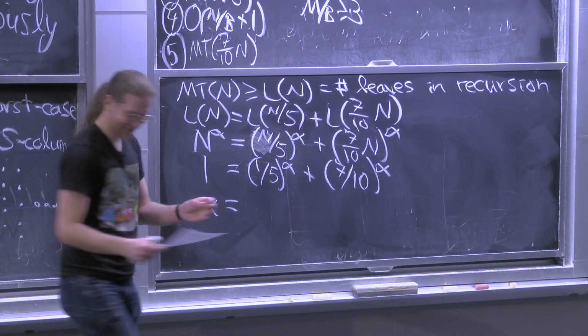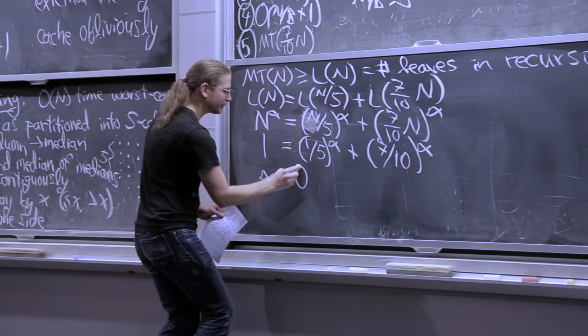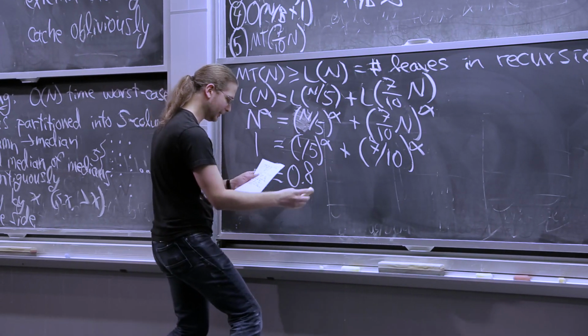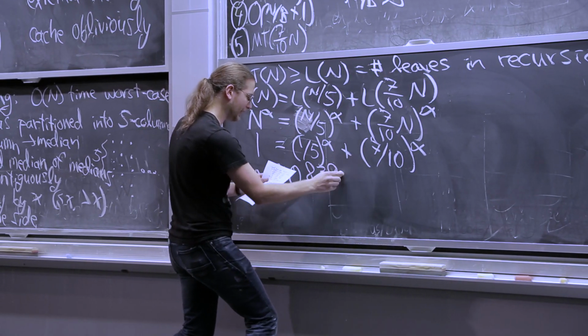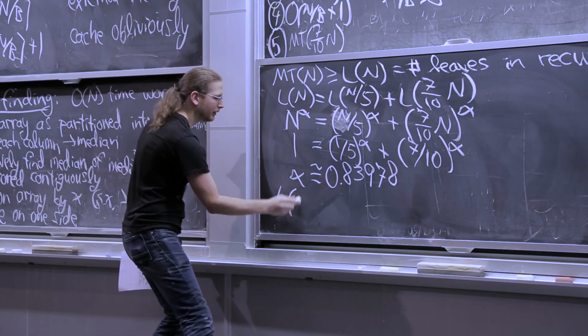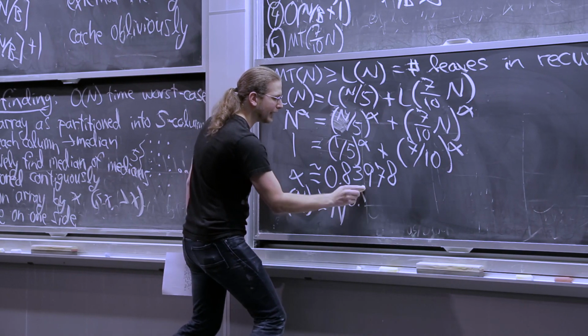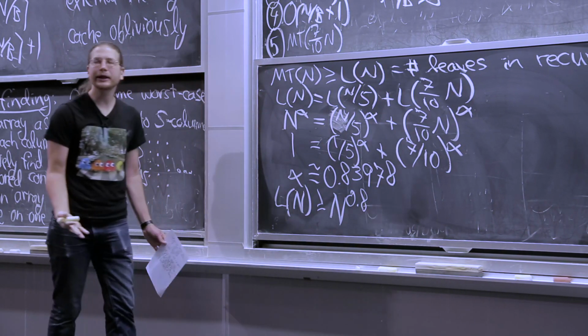And then alpha is, next page. I can't do this by hand. Something like 0.83978. So we get L of n is, let's say, at least n to the 0.8. It's bigger. Okay, it's sublinear.